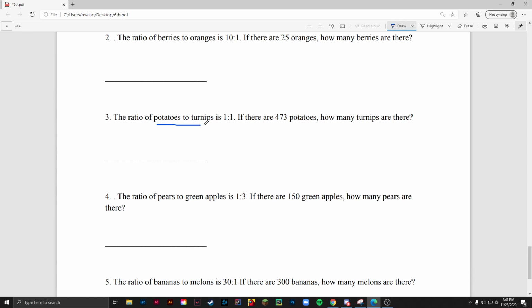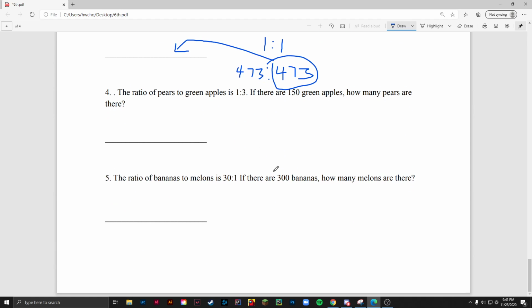Ratio of potatoes to turnips is 1 to 1. Wow, that's an easy ratio. 1 to 1. 473 to 473. And this is going to be the number of our turnips. 473. Last problem here.